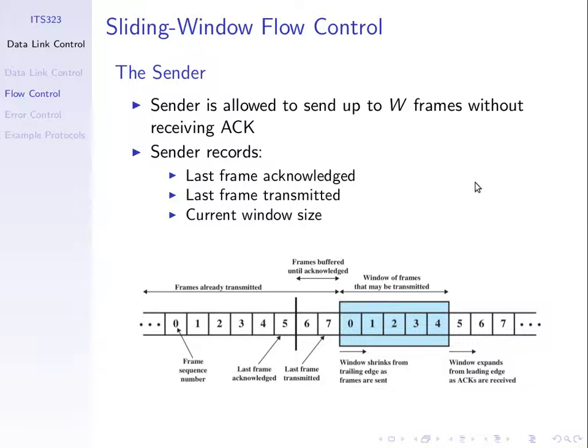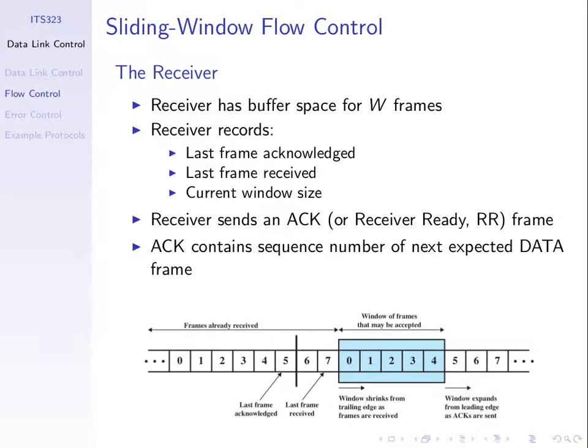First, the sender keeps track of these 3 values. Last frame acknowledged, or graphically this vertical bar. Last frame transmitted, the left of the blue box. And the current window size, the length of the blue box. The receiver does about the same. The sender keeps track of the frames sent and acknowledged. The receiver keeps track of the frames received and that it has acknowledged.